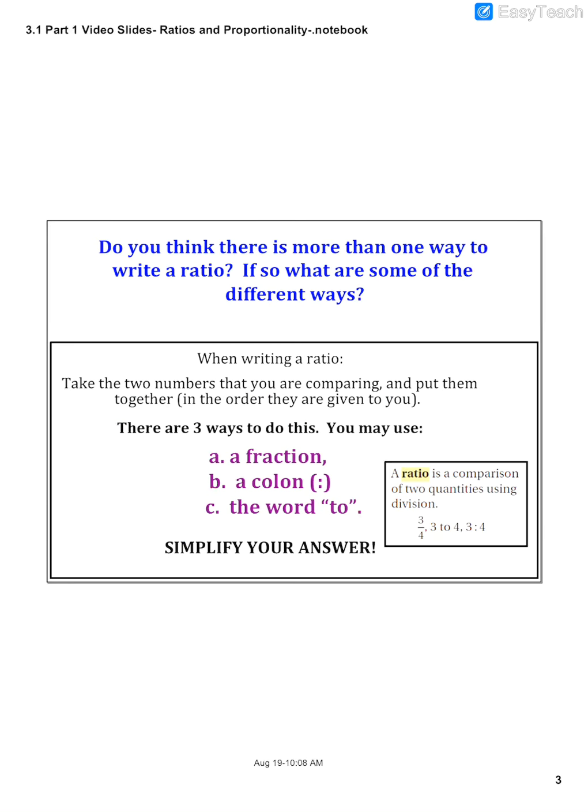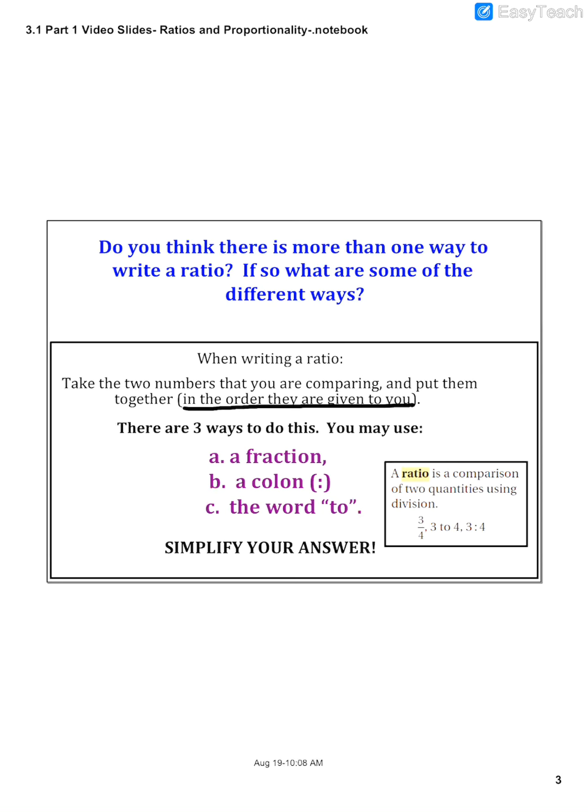Do you think there is more than one way to write a ratio? If so, what are some of the different ways? There are actually 3 different ways to write a ratio. So when writing a ratio, take the 2 numbers that you are comparing and put them together in the order they are given to you. That's very important to remember. So if you're comparing cats to dogs, cats must come first. If you're comparing dogs to cats, dogs must come first. There are 3 ways to do this.